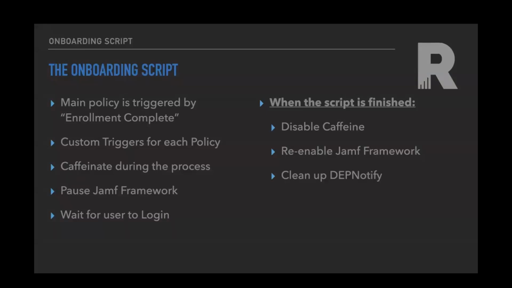So the main policy is triggered by enrollment complete. There are custom triggers for each of the policies. We use caffeinate during the process so that the computer doesn't go to sleep. We pause the Jamf framework so its policies don't run. We wait for the user to log in, and when the script finishes, we disable caffeinate, re-enable the Jamf framework, and clean up DEPNotify. That's the method a lot of admins have been using for probably the last eight years or so.